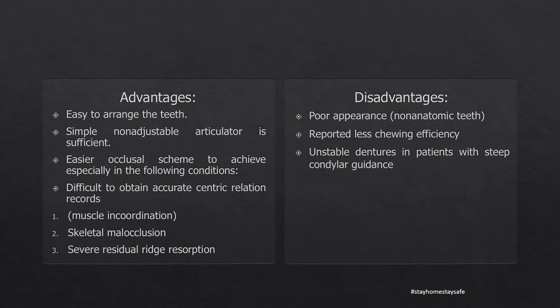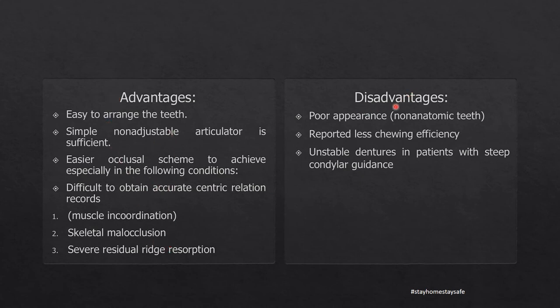So what are the advantages of monoplane occlusal scheme? First of all, it is very easy to arrange the teeth in a monoplane occlusal scheme. We do not require a semi-adjustable or fully adjustable articulator. We can use a simple hinge articulator such as a class 1 or class 2 articulator. It is easier to achieve, especially in the following conditions: if the patient has poor neuromuscular control, if the patient has malocclusion like a class 3 or class 2 ridge relationship, or when there is excessive residual ridge resorption. In these cases, it is easier to achieve a centric relationship in a monoplane occlusal scheme.